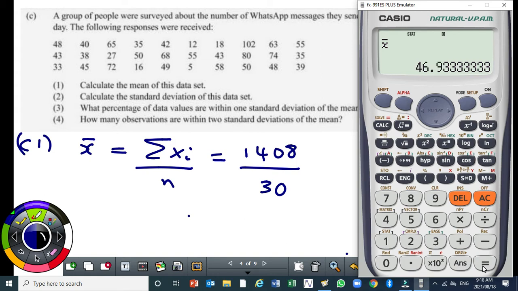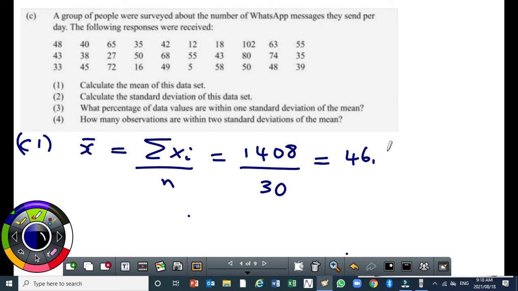So x bar is going to be 46.93. Now, this is the mean. So this will be equal to 46.93. Is it possible to have a fraction of a message? No. So my suggestion here, then you say this is approximately 47, because we are dealing with the messages sent by people. Or rather, the messages received by people.